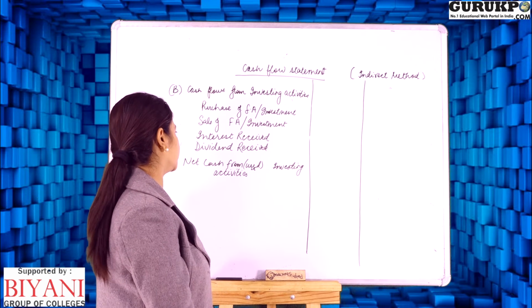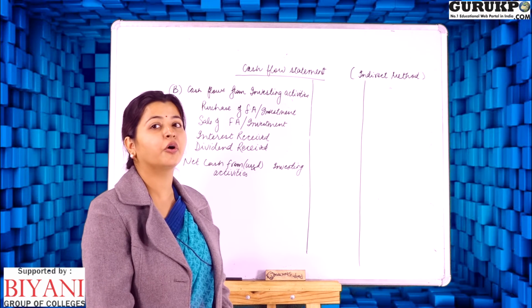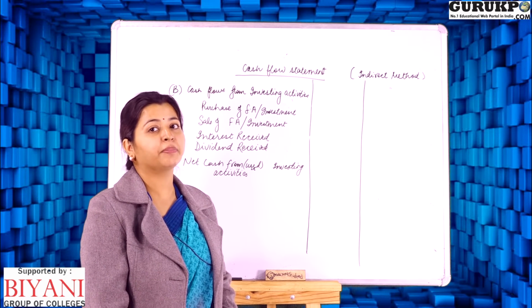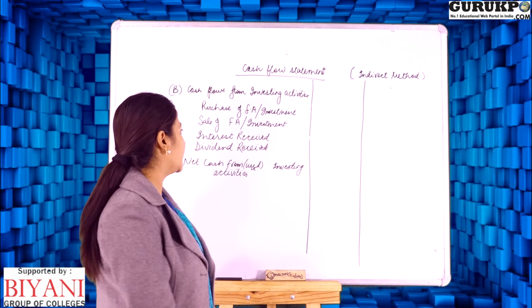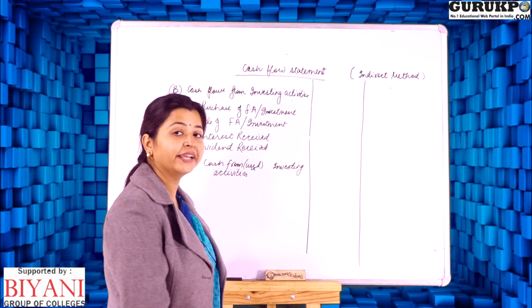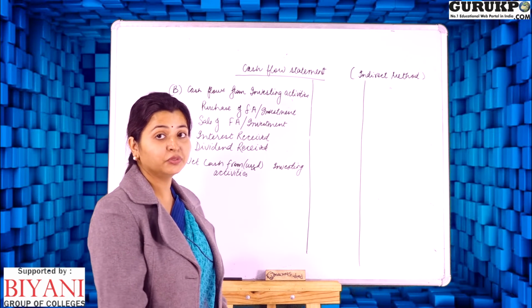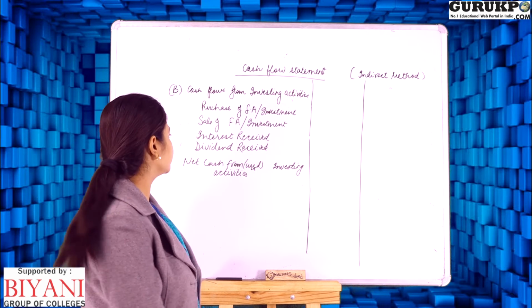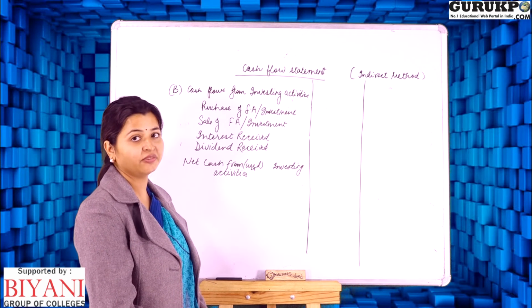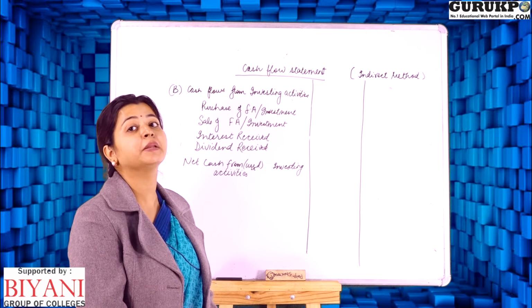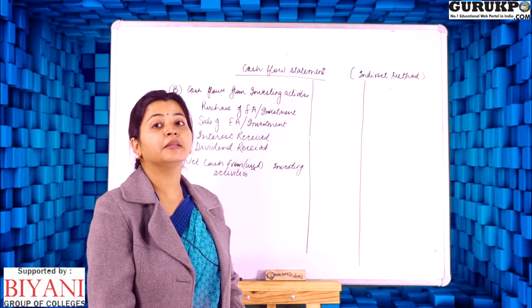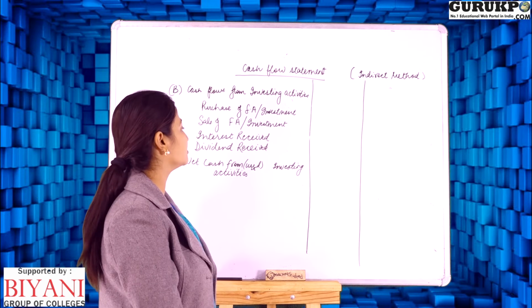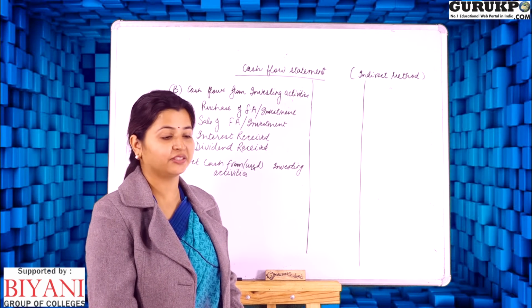Or if we have invested in any preference share or equity share capital, and we are receiving dividend on it, it is also included in investing activities. So, the total of this is net cash from investing activities if it is coming in plus, and if it is coming in minus, it means it is used in investing activities.